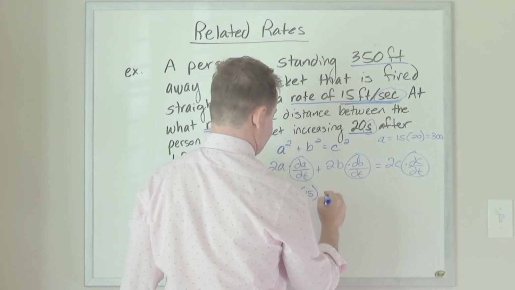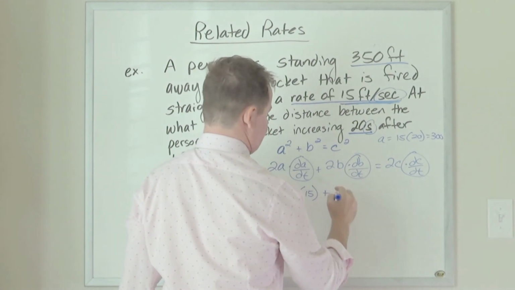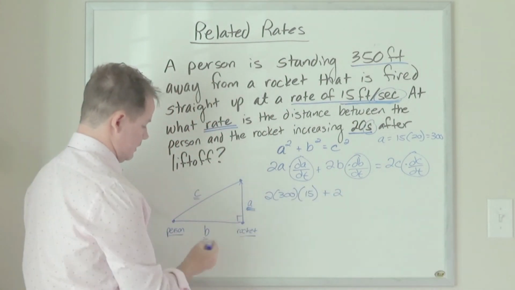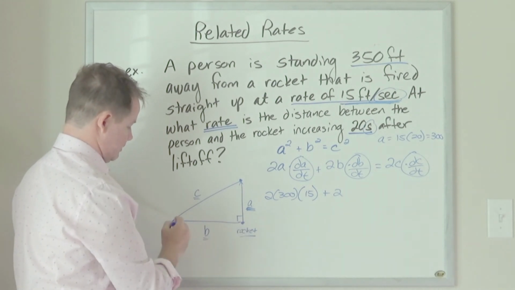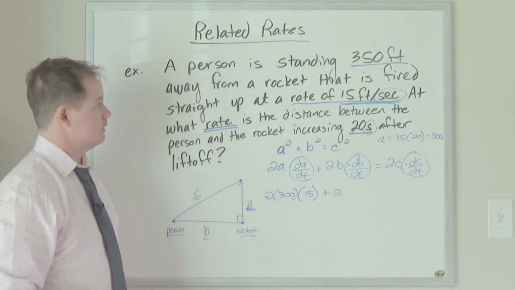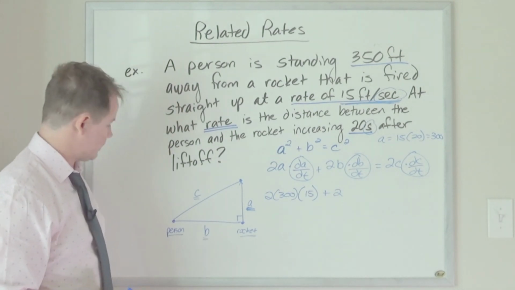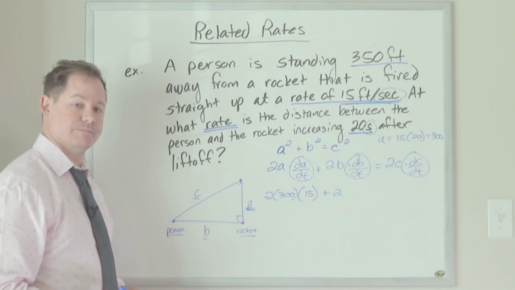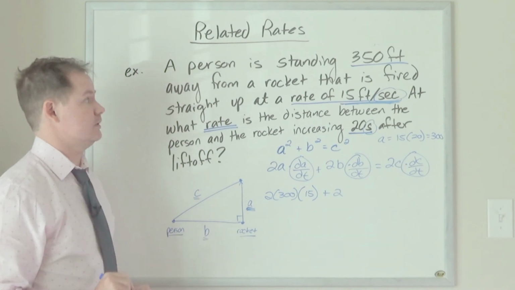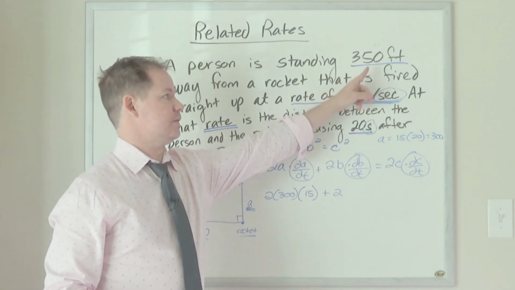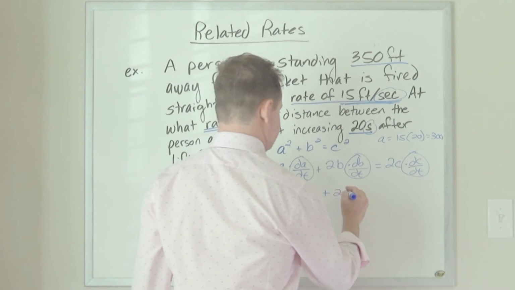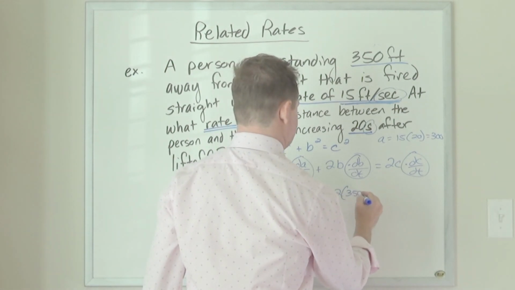And then we're going to add on that 2 times b. B in this case is the distance between the person and the rocket. Well, if we look in our question, do we have any set values that tell us the distance between the person and the rocket? So we do. That set value is right up here at 350. So that would be 2 times 350.